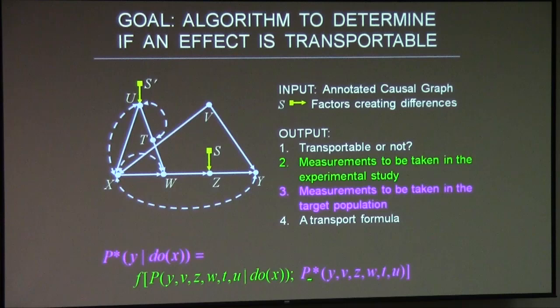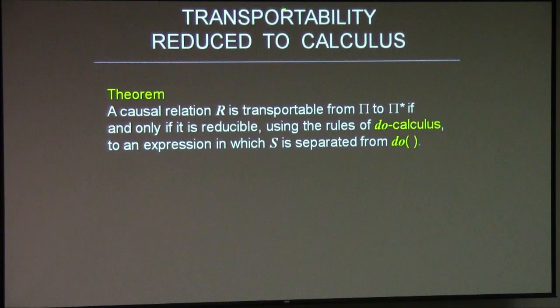And the answer is, yes, we have a theorem that transportability can be reduced to calculus. You don't have to think. That's the whole idea about computer science. Science of lazy people, right? We want a computer to do the arithmetic. We want a computer to do that and that and that. And now we want a computer to do a task that generation after generation of empirical scientists could not even begin to address. Even to articulate.